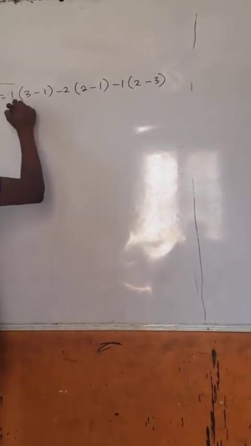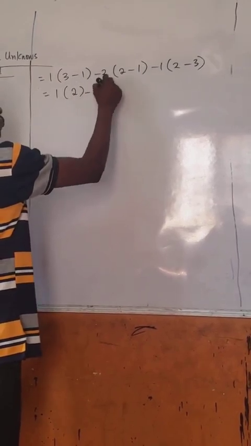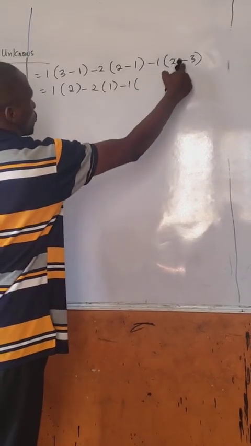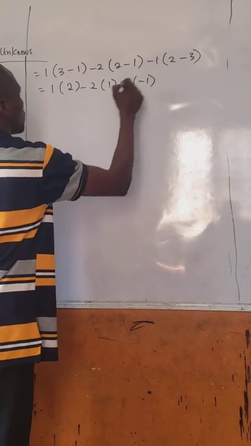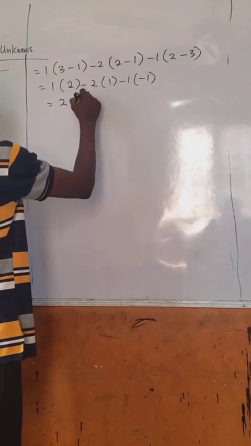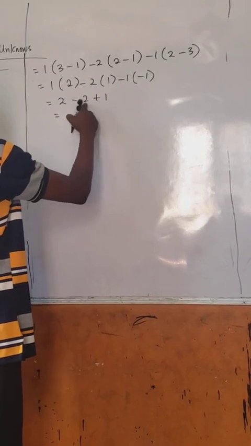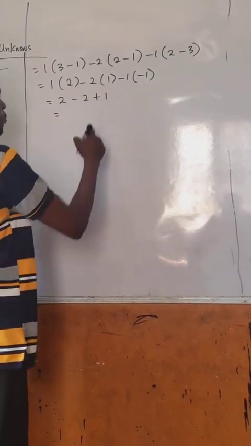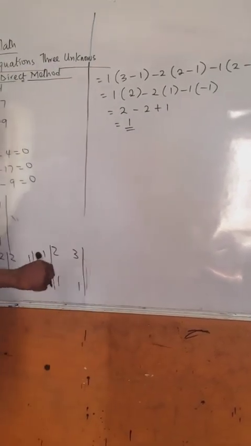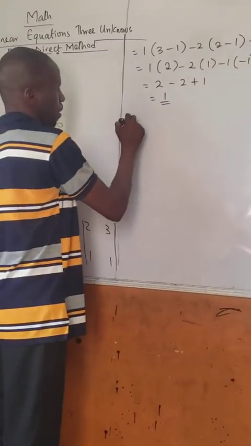So from here we have 1 into 3 minus 1, which is 2, minus 2 into 2 minus 1, which is 1, minus 1 into 2 minus 3, that's minus 1. So expanding this, 1 times 2 gives us 2, this gives us minus 2, and this one gives us plus 1. So 2 minus 2 is 0, plus 1 gives us 1. So our determinant, that's delta, gives us 1. Now let's find delta 1.